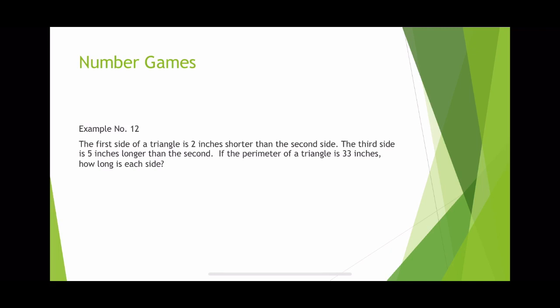For the alternate solution in this problem, the first side of a triangle is 2 inches shorter than the second side. The third side is 5 inches longer than the second side. If the perimeter of a triangle is 33 inches, how long is each side?